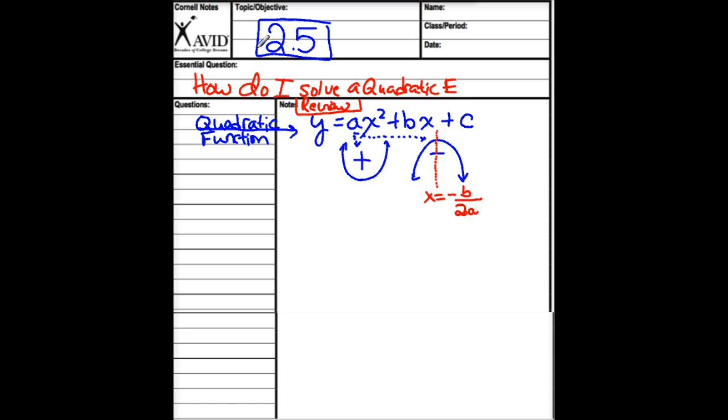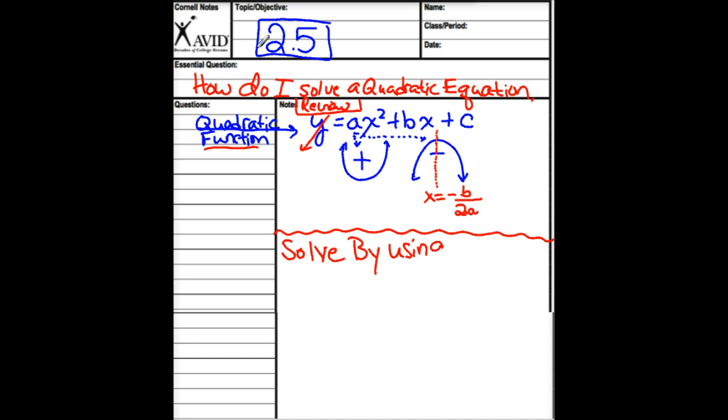equation. And so a quadratic equation, the difference between it and a quadratic function is that instead of a y here, there'll be a number. So it might say 4 equals or 5 equals. A lot of times it says 0 equals. And there are 3 ways to solve them depending on what the equation looks like. So today we're going to do a very algebraic method, which is going to be to solve by using square roots.